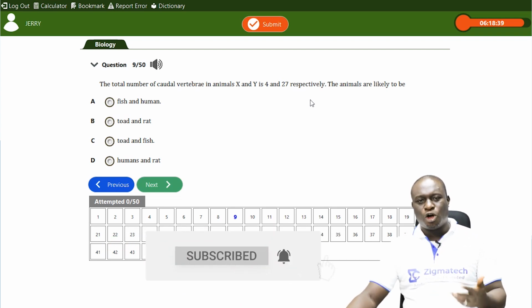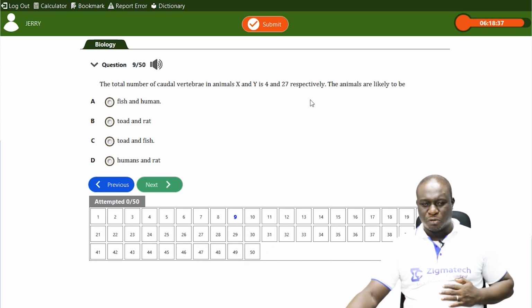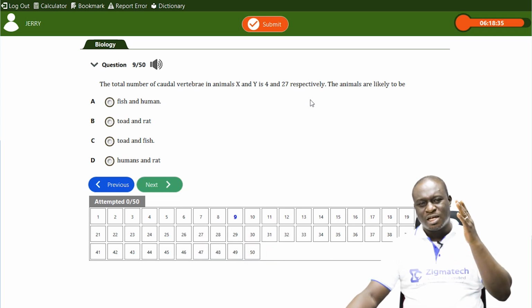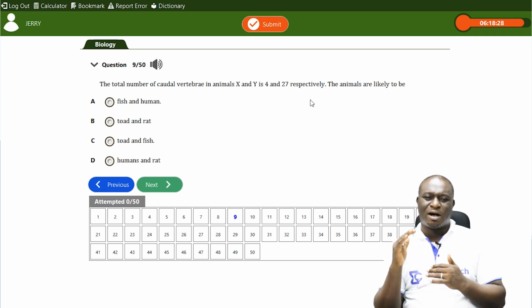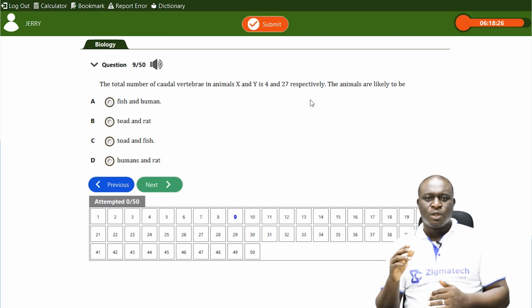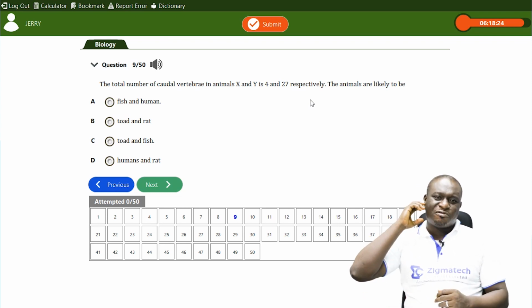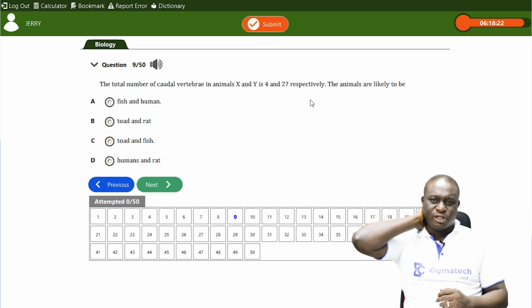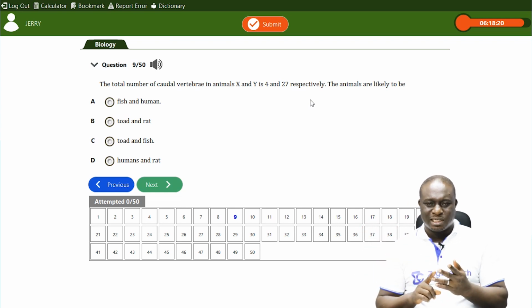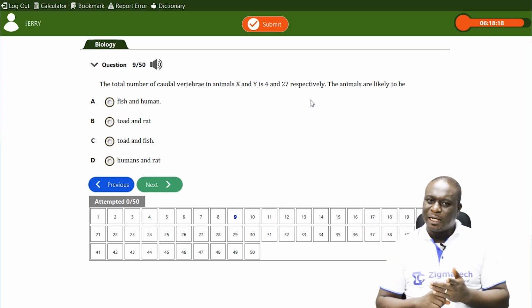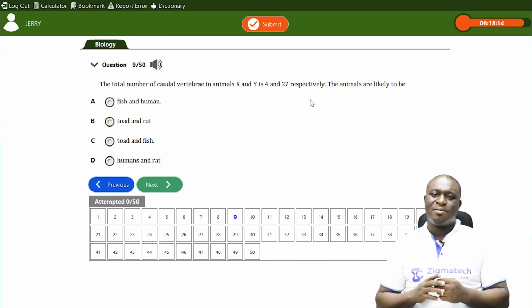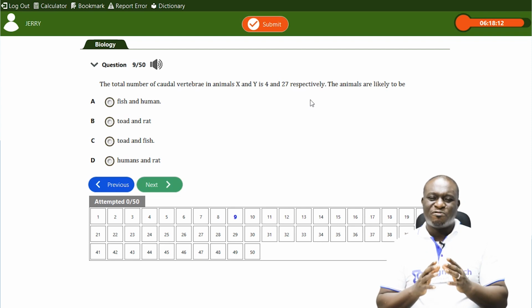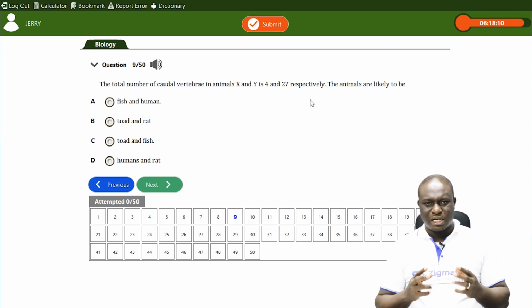Now, the vertebral column is actually the backbone. The vertebral column is the backbone. Now, the backbone, mostly in mammals, the backbones are divided into about 5 major groups. In man, we have the cervical vertebrae, we have the thoracic, we have the lumbar, and then we have the sacral and caudal. Now, in man, we have about 33 vertebrae, that is the bones in the backbone.